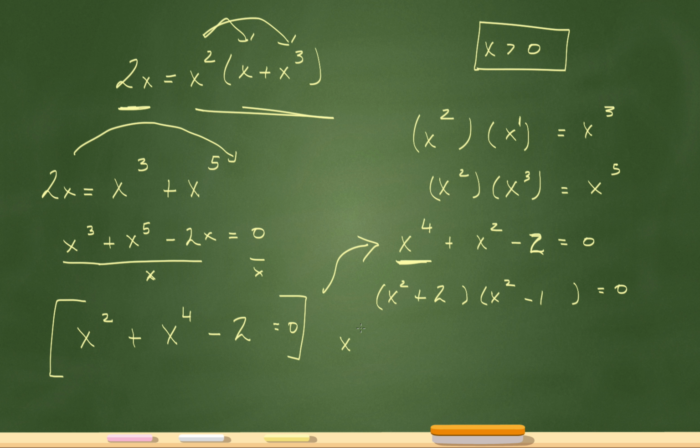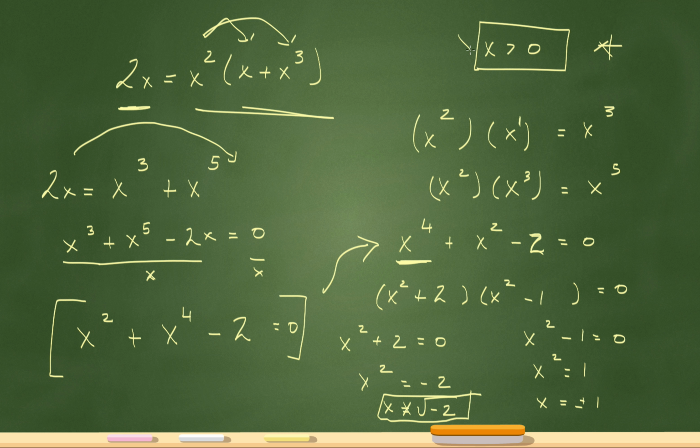Now this is where you set them individually equal to 0. So you do x squared plus 2 equals 0, and you do x squared minus 1 equals 0. Over here, you would have x squared equals negative 2, and you would realize x equals an imaginary number, or the square root of negative 2. So this can't really be my answer. And over here, you would have x squared equals 1, and x would equal plus or minus 1. But since the question is saying x has to be greater than 0, you know that x has to be 1. So the answer here is 1.